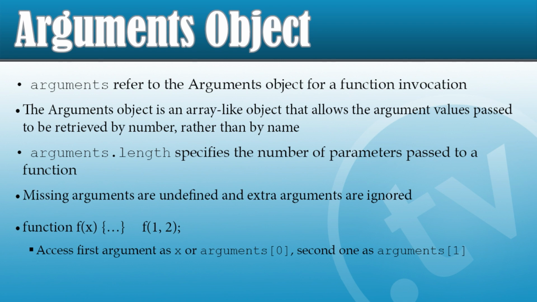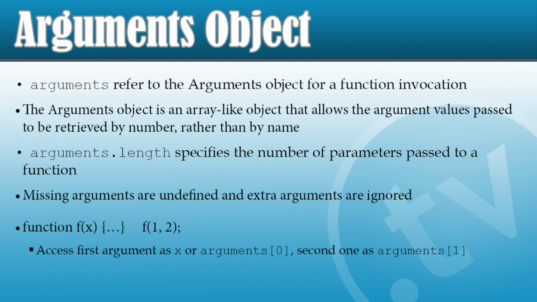Arguments refers to the arguments object for a function invocation. The arguments object is an array-like object that allows the argument values passed to be retrieved by number rather than by name. Arguments.length property specifies the number of parameters passed to a function. Missing arguments are undefined, and extra arguments are ignored.